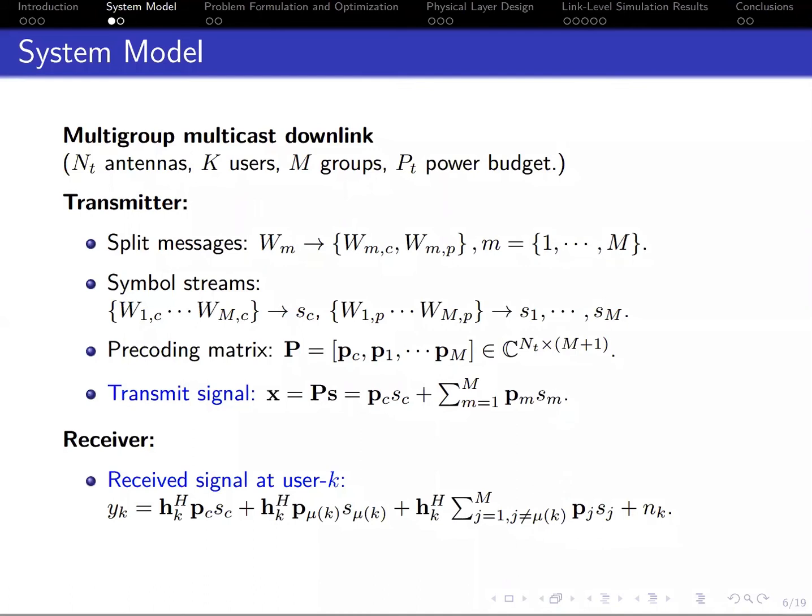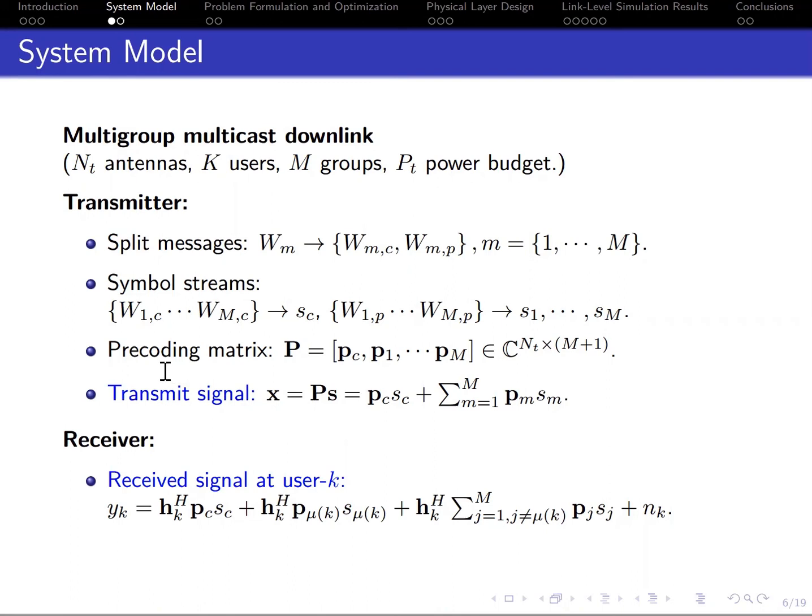In this work, a multigroup multicast downlink system is considered, comprising a transmitter with N_t transmit antennas and K single antenna users. We assume M multicast groups. Distinct contents are simultaneously transmitted to each group. By applying the RSMA strategy, each message intended for group m is split into a common part and a private part. All common parts of the messages are combined and encoded into a common stream s_c. The private sub-messages are respectively encoded into s_1 to s_M.